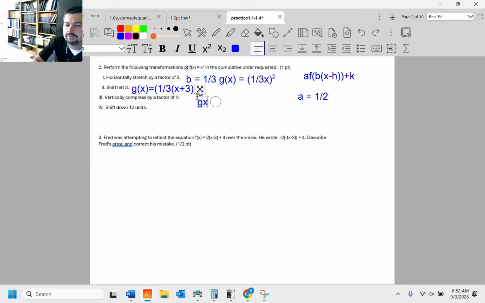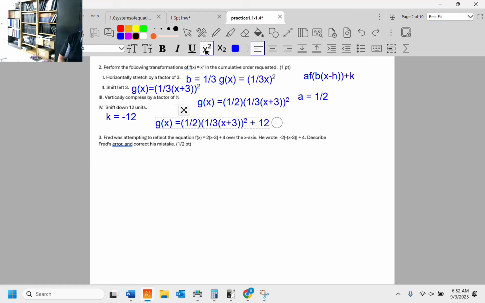So g of x equals a, which is out front, parentheses, 1/3, parentheses, x plus 3 all squared, and then part 4 is to shift down 12, and that's saying k is negative 12. So here's the final function. All 4 of them there.